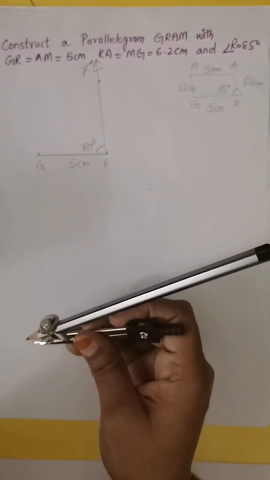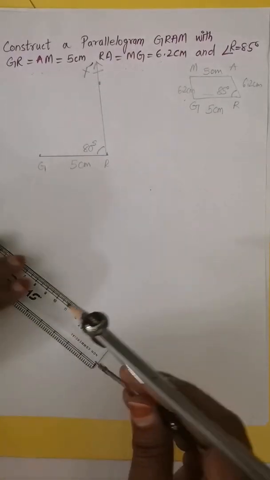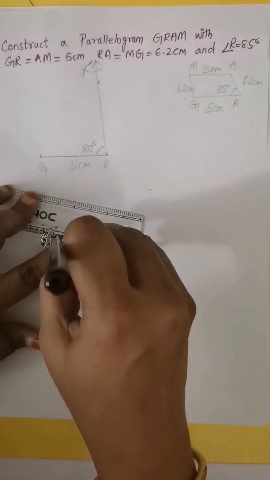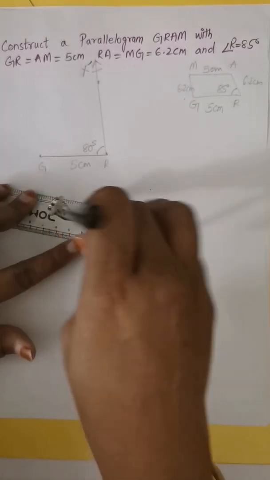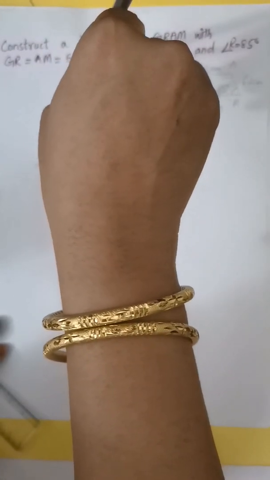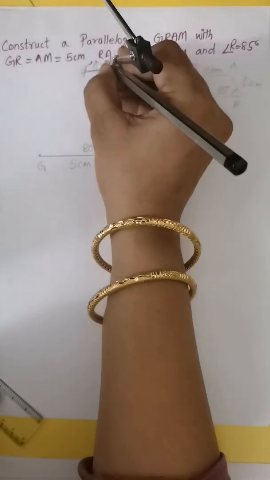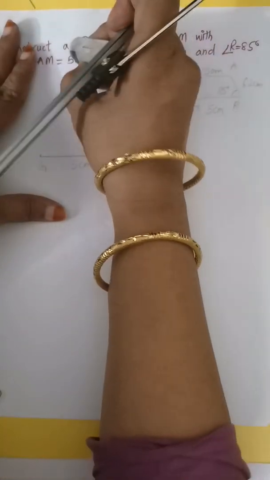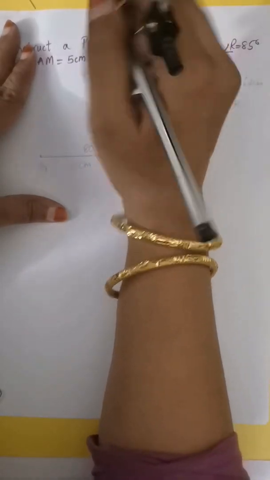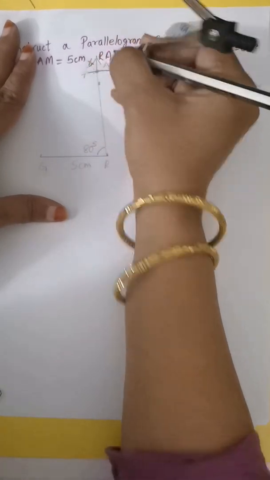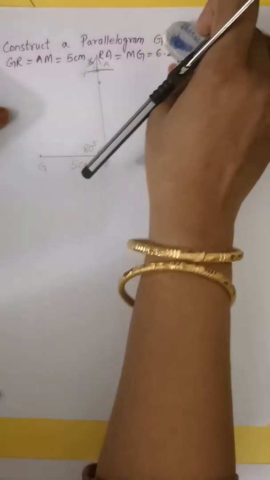So with R as center and radius 6.2. 6.2 means how do you have to do it? From 0 you have to open the arm till 6.2. With R as center and radius 6.2, cut an arc at A. Now we got 3 vertices, children. X we can write here. So we got 3 points, G, R, A.